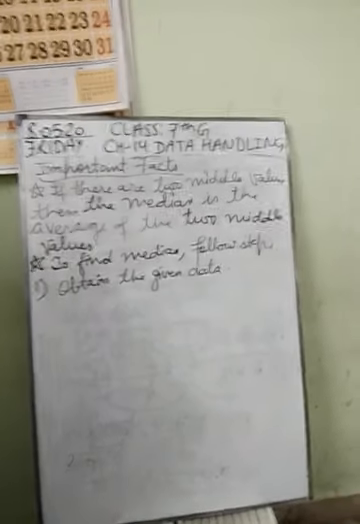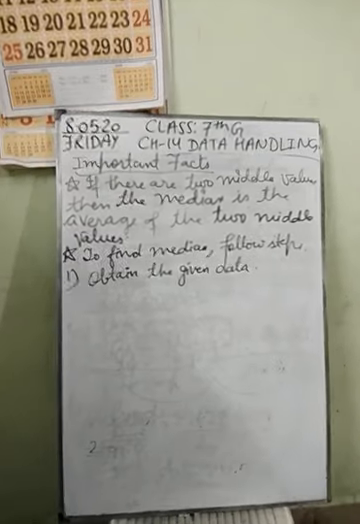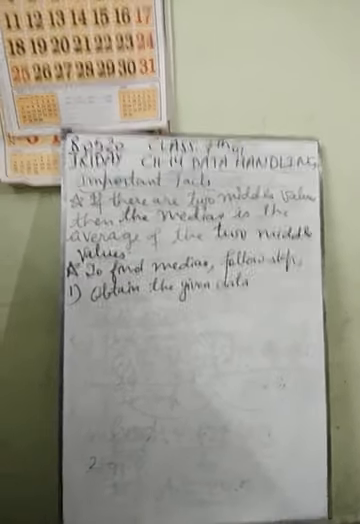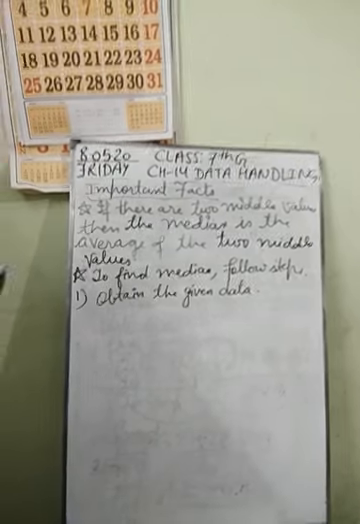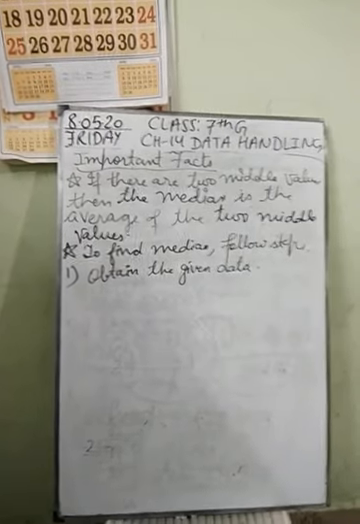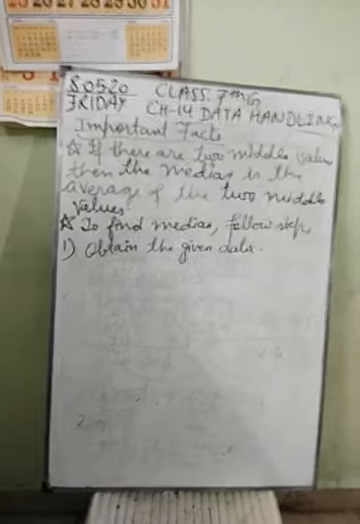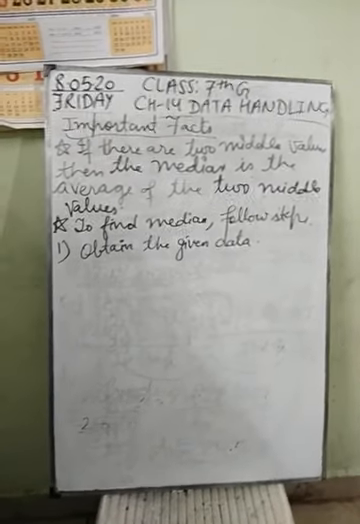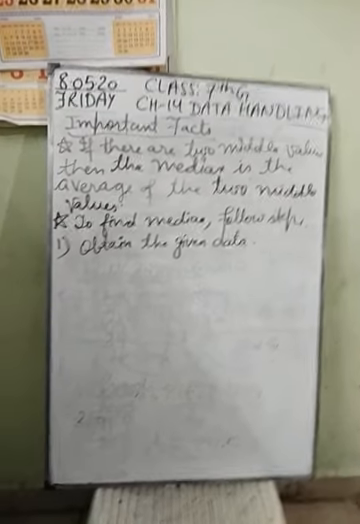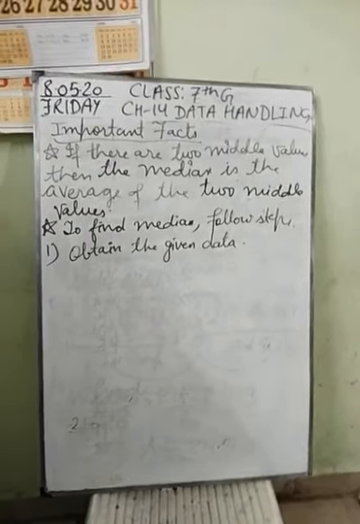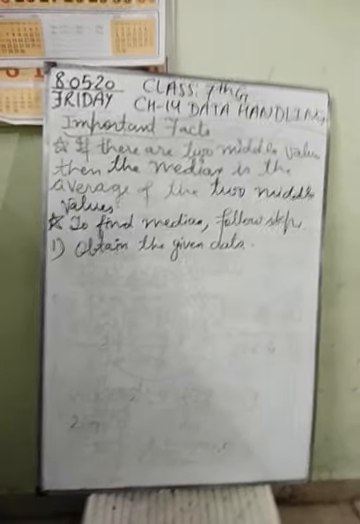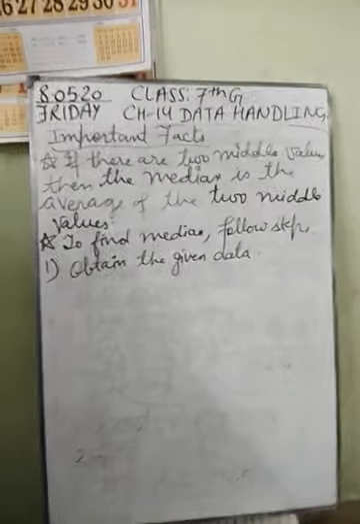Yes guys, there are important facts regarding median. As you have learned what is median: median of a data is the middlemost value of the data, or we can say that median is that value which divides group of observations of data into two equal subgroups. And the important fact regarding median, number 1: if there are two middle values, then the median is the average of the two middle values. Number 2: median may or may not be the value of an observation.